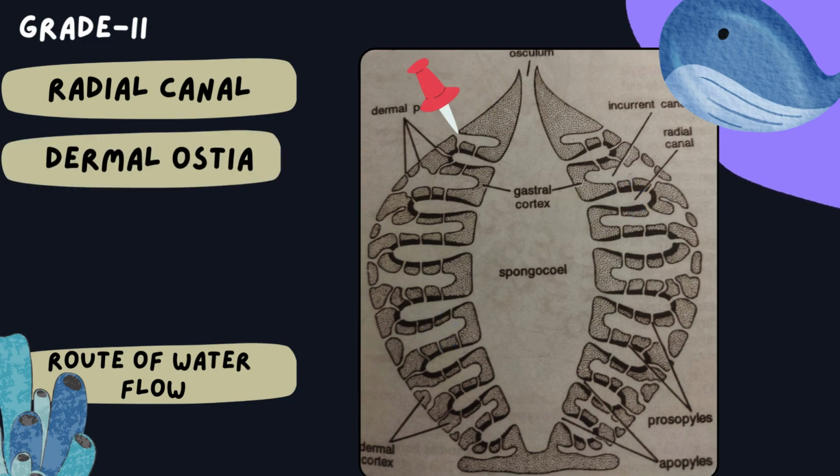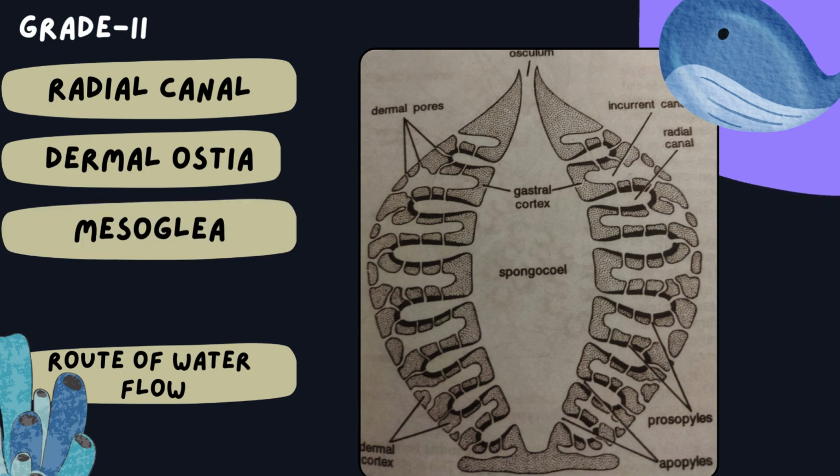Dermal ostia are intracellular microscopic apertures in the pore membrane and are surrounded by contractile pinacocytes called myocytes, which act as sphincters. These lead into incurrent canals, which are connected to the radial canals by short and narrow intracellular canals called prosopyles. So, these are comparable but not homologous to the dermal ostia of the syconoid canal system of grade 1.